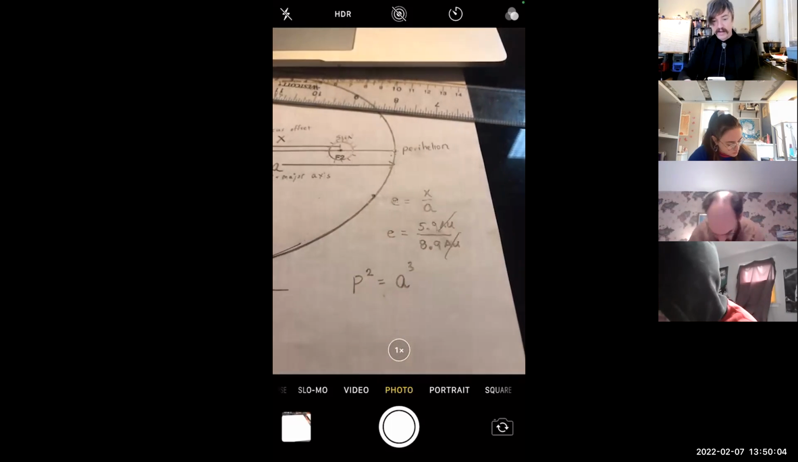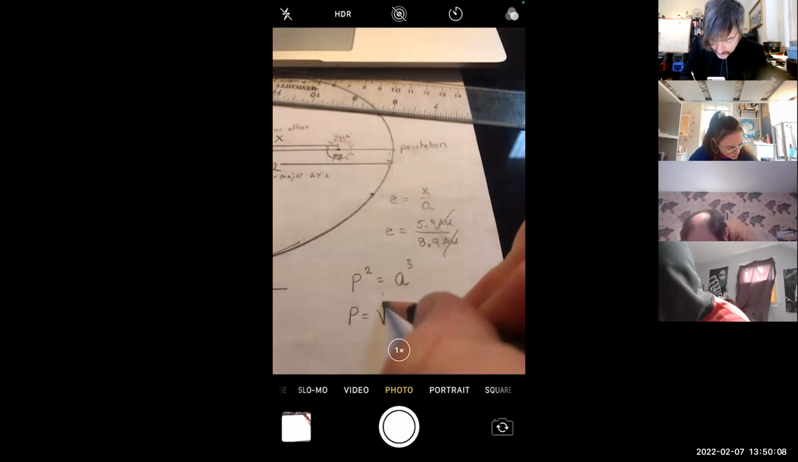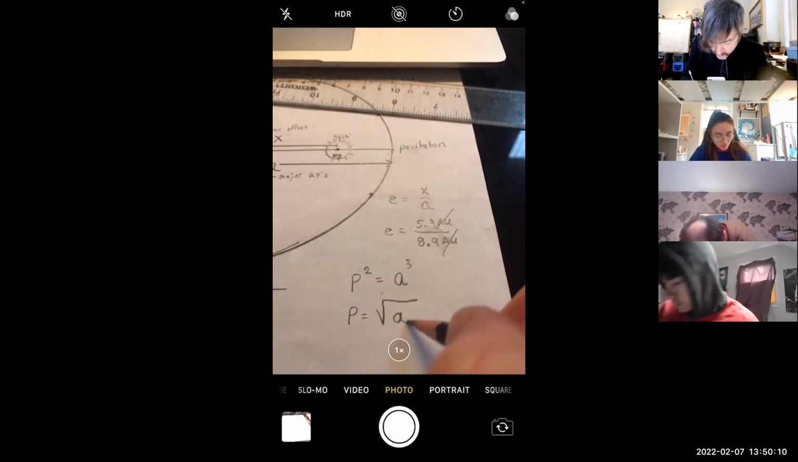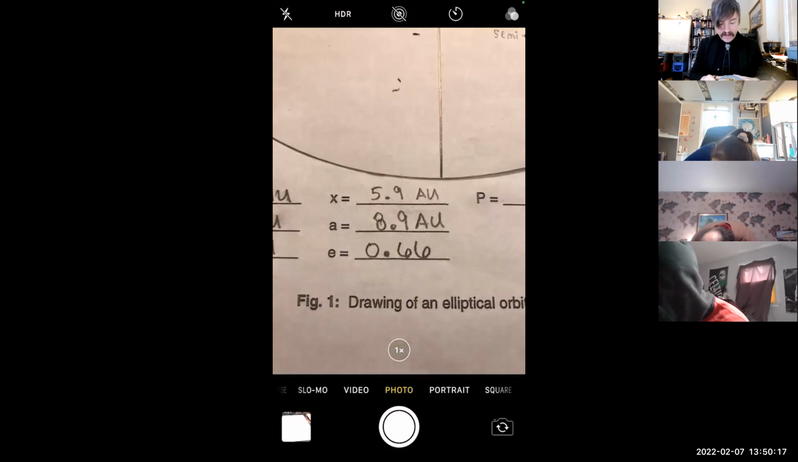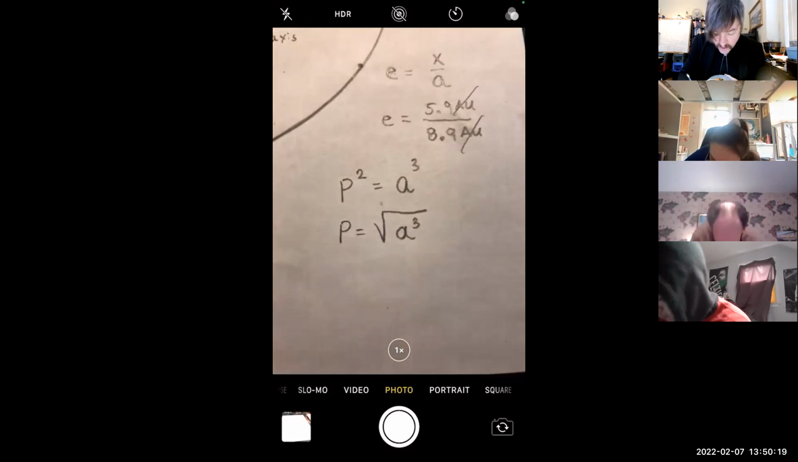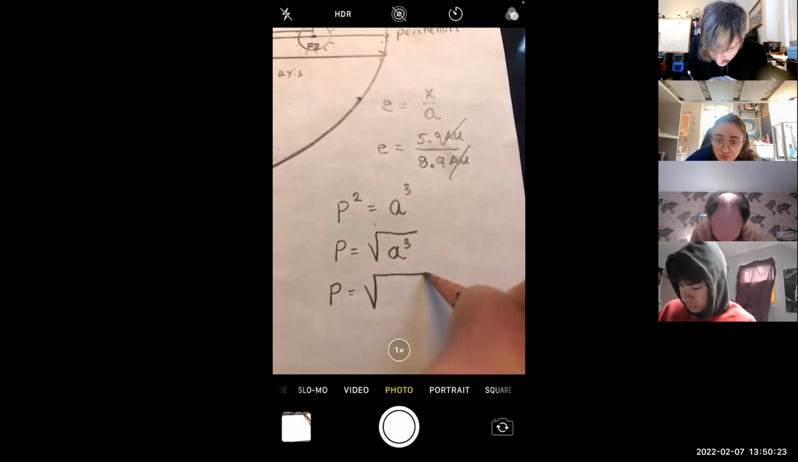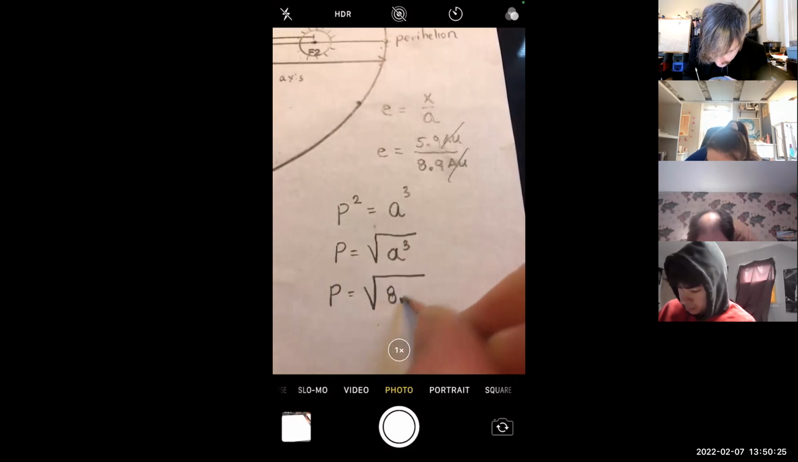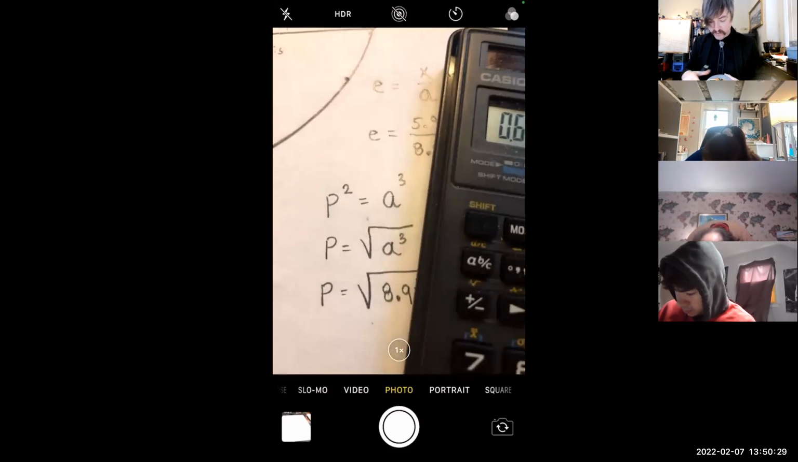That's Kepler's harmonic law. First, let's square root both sides. P is the square root of A cubed. Now I've measured A as 8.9 AU, and I want you to do the work on your margins, just like I'm doing. P is equal to the square root of 8.9 cubed. So what I will do is take my calculator.